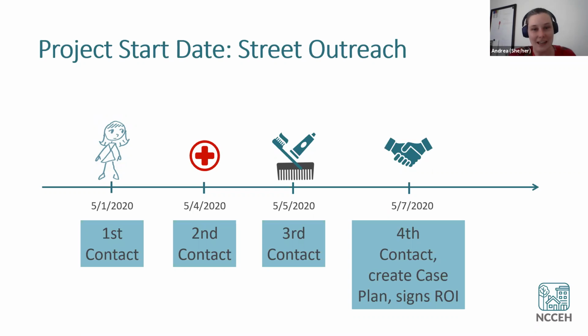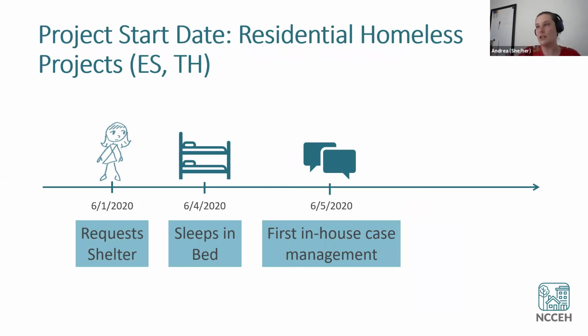All right, let's go to the next project type here. Oh, and so our project start date was 5/1, that first contact with Henrietta. All right, let's try this again with residential homeless projects, our emergency shelter and transitional housing. So what is the start date for Henrietta in this example, in this timeline?